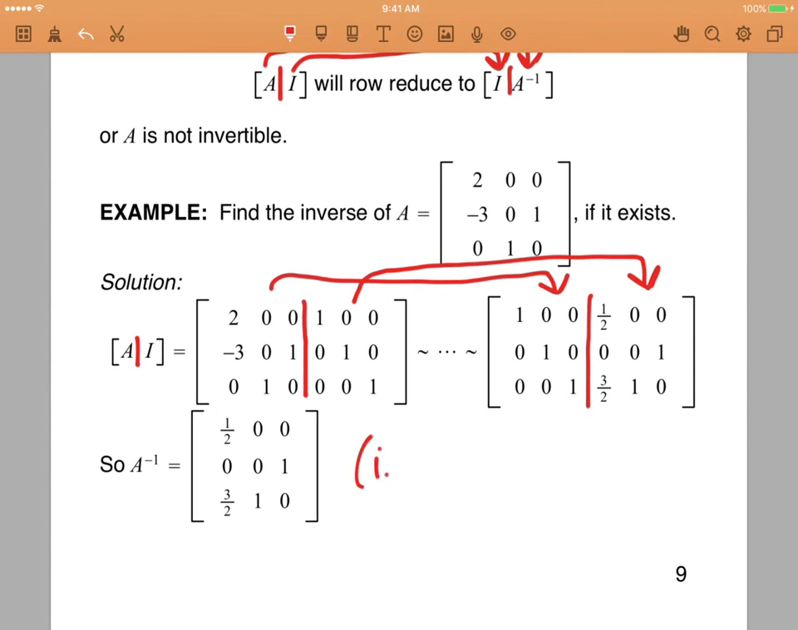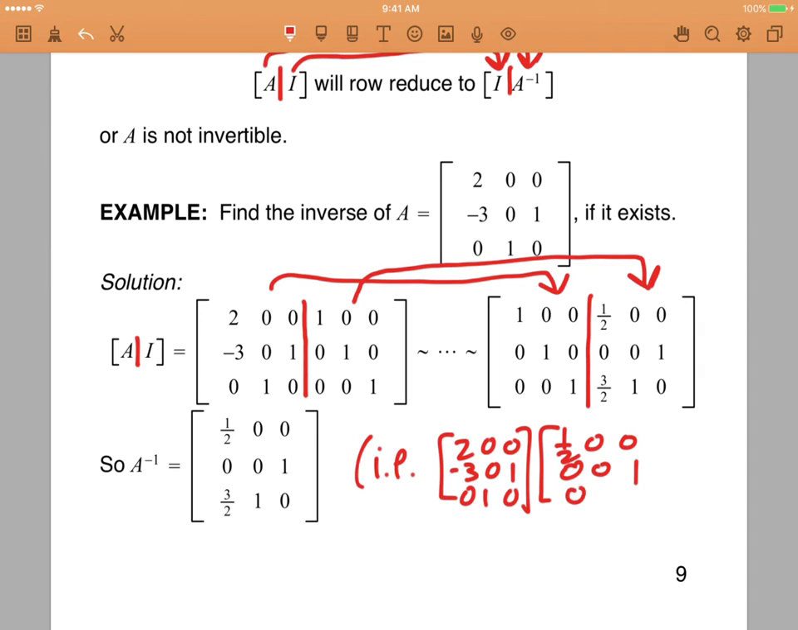So if you multiplied 2, 0, 0, -3, 0, 1, 0, 1, 0 by 1/2, 0, 0, 0, 0, 1, oops, I wrote that down wrong, 3/2, 1, 0, then you should get the identity. Again, you can test that yourself. But this one's fairly easy to test because there are so many zeros involved, so you can actually just eyeball most of that and see that it's totally believable. Yes, I get the identity.